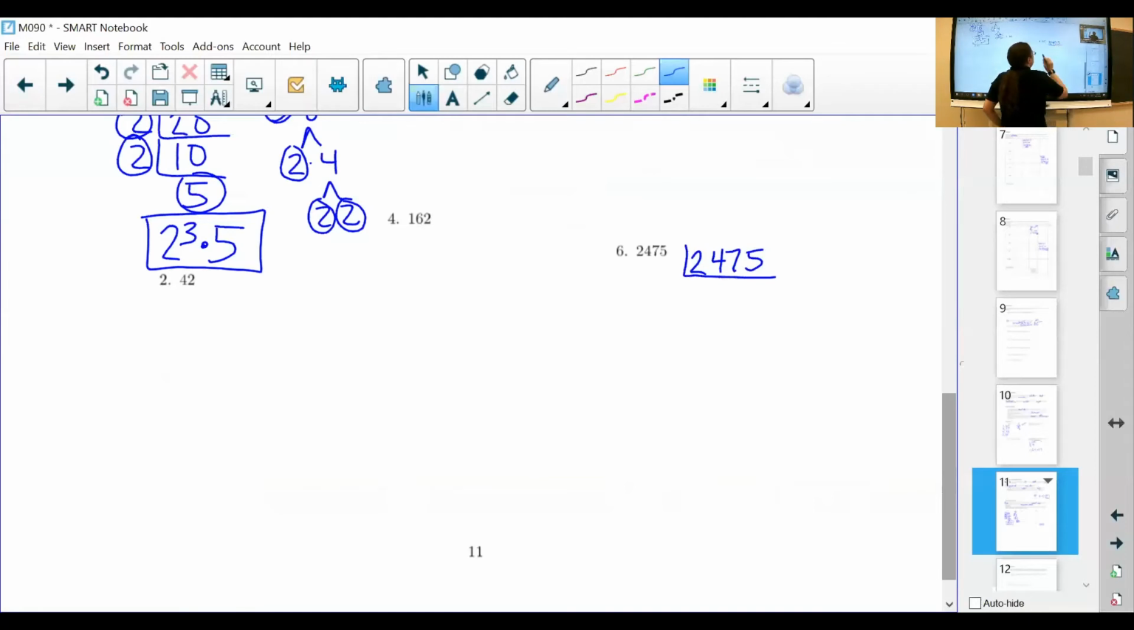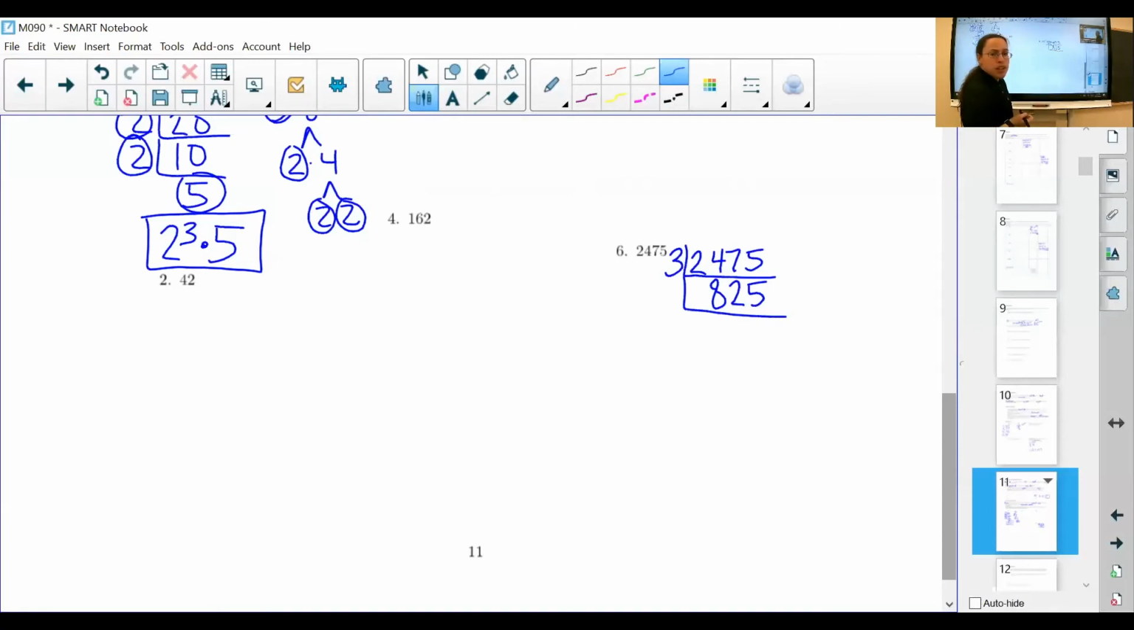In my upside down division, I see that 2 doesn't work. 5 jumps out at me, but I want to start with the smallest prime that works, so let's check 3. 2 plus 4 is 6, plus 7 is 13, plus 5 is 18. 3 goes into 18. So I'll take out a 3. 3 goes into 24 8 times. 3 goes into 75 25 times.